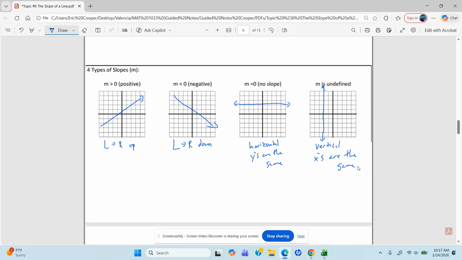So these are the 4 different types of slopes we have: positive, negative, a 0 slope, and an undefined slope. Understand that a 0 slope and an undefined slope are 2 different things. An undefined slope will have 0 on the bottom, whereas a 0 slope will have 0 on the top when we go through and find the slope.